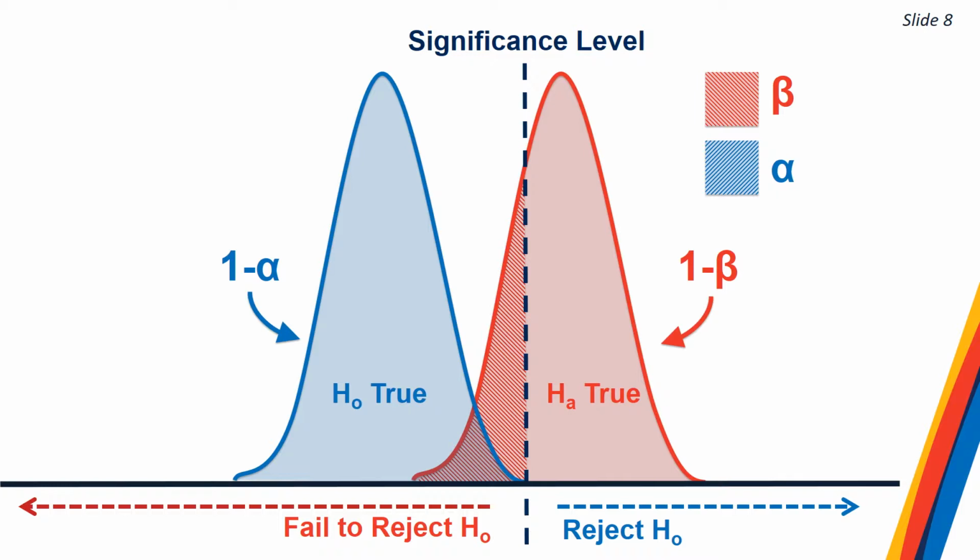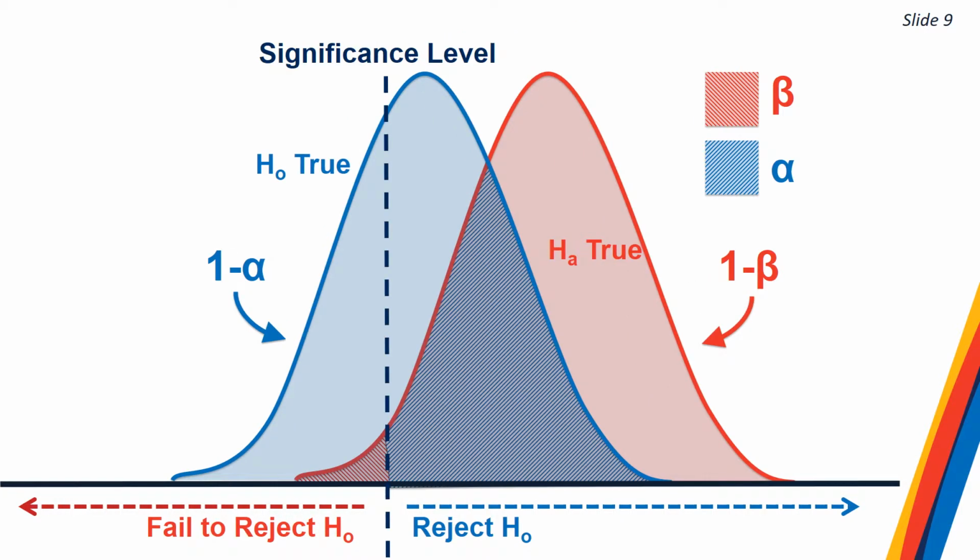So finally, on slide 9, another strategy to decrease your type 2 error rate is to reduce your alpha. As a result, you shift and reduce the area in which you fail to reject the null hypothesis, represented by beta. However, as you can see, this increases your risk of a type 1 error, represented by alpha, which is the probability of rejecting a true null hypothesis.